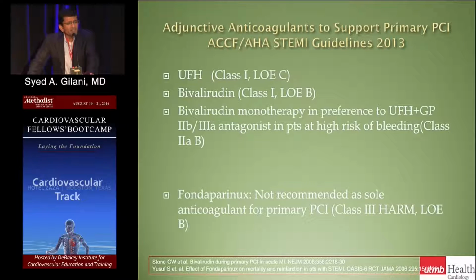Then, that was antiplatelet agents. You always want to have one anticoagulant at the time of the primary PCI. You have an option to give unfractionated heparin or bivalirudin. Bivalirudin therapy is preferable, particularly from femoral access. Those patients who are high risk of bleeding, and if you are thinking of using unfractionated heparin and glycoprotein 2B3 inhibitor, bivalirudin monotherapy might be preferable in those cases.